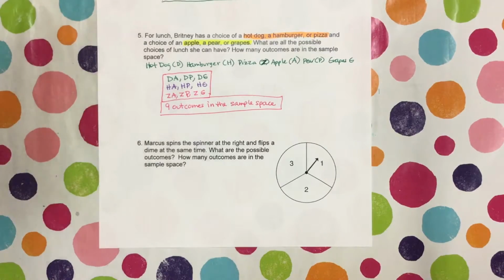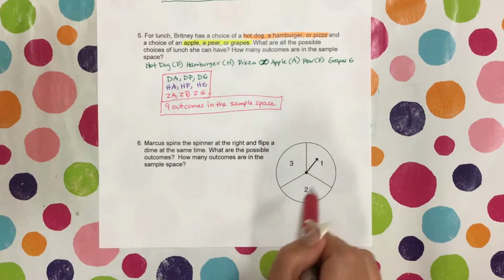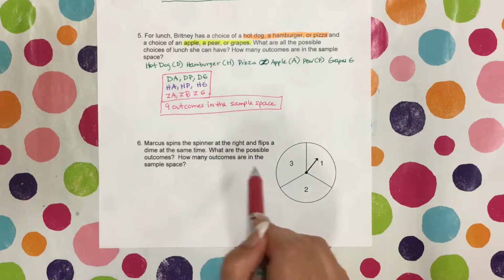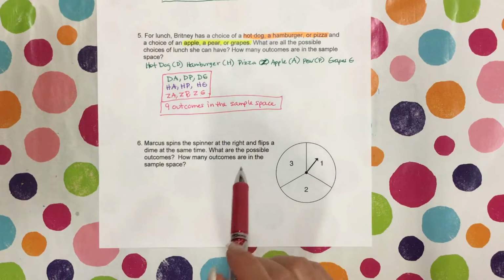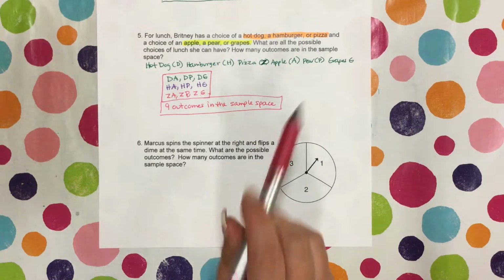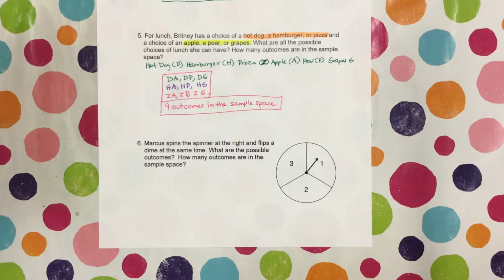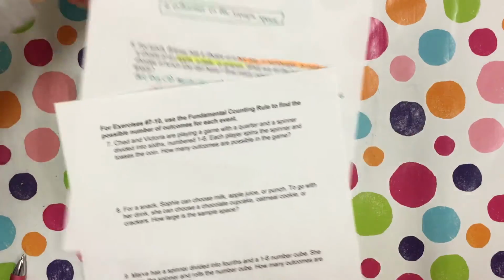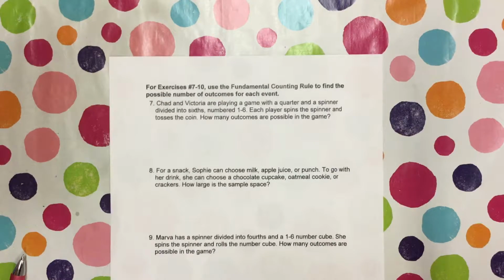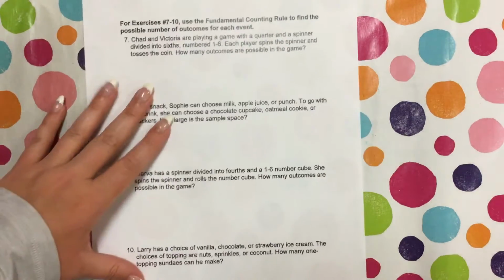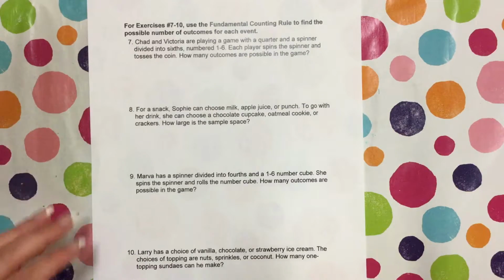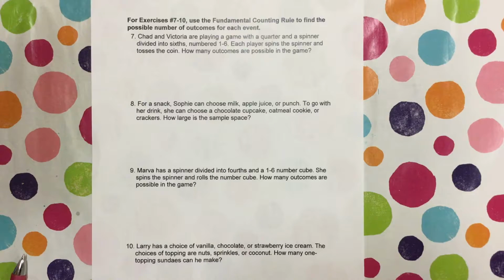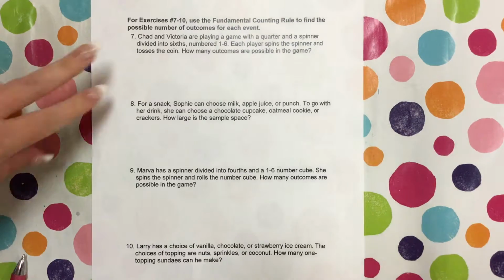And so what are all the possible choices of lunch she could have? Well, that would be right here. And then it wants to know how many outcomes there are in the sample space. This is the sample space. There are 1, 2, 3, 4, 5, 6, 7, 8, 9. So 9 outcomes, which means kind of like options, in the sample space, which is just this group of options. All right, so if you got that one right, awesome job. Let's go on to problem 9.